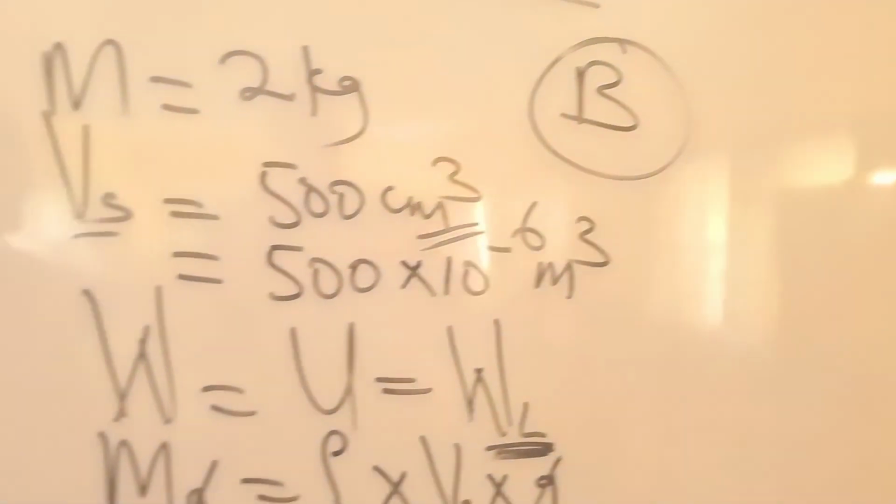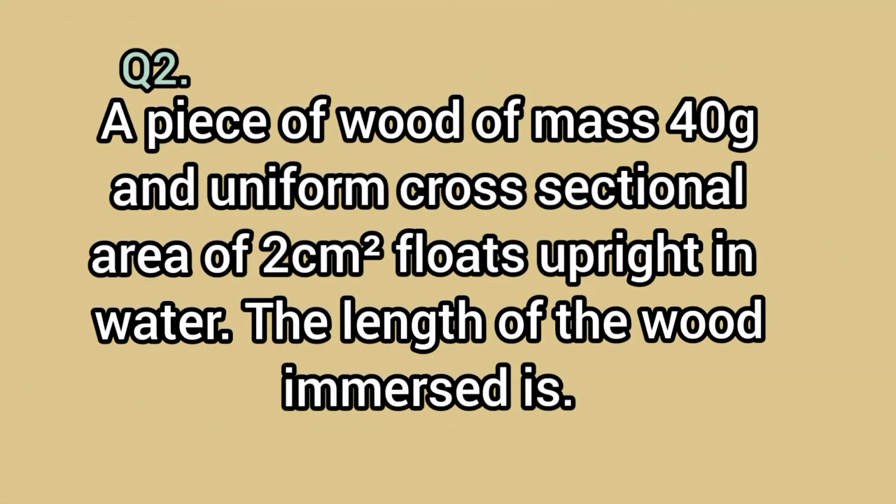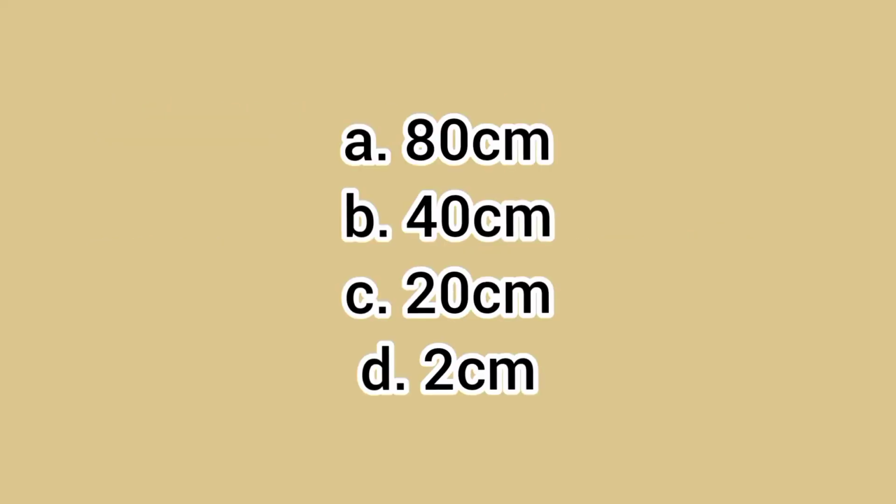That's the correct option. A piece of wood of mass 40 grams and uniform cross-sectional area of 2 cm² floats upright in water. The length of the wood immersed is, the options are A, 80 cm, B, 40 cm, C, 20 cm, and D, 2 cm.